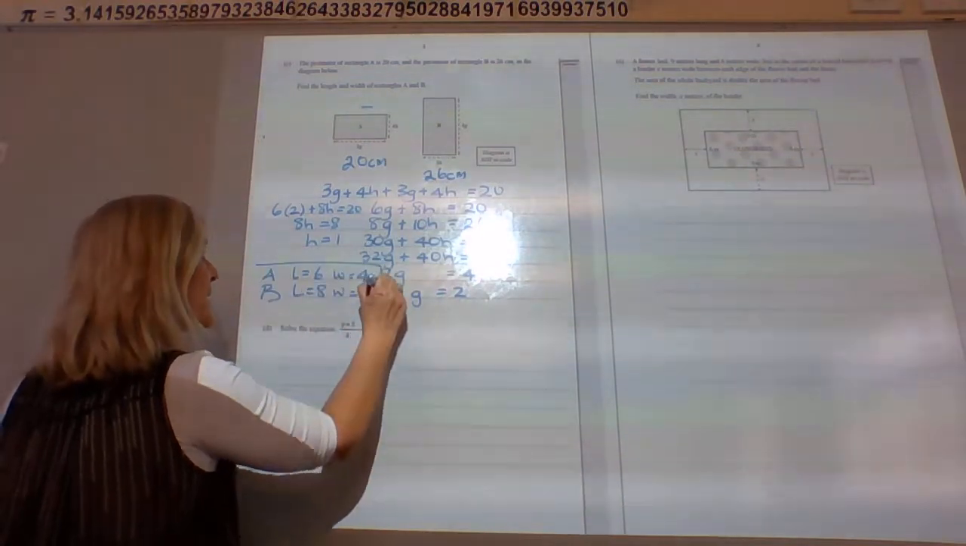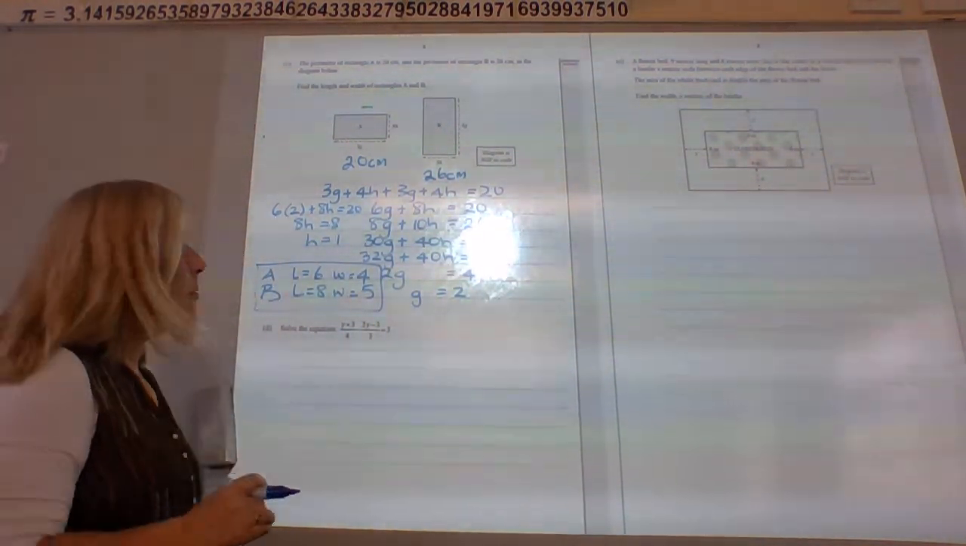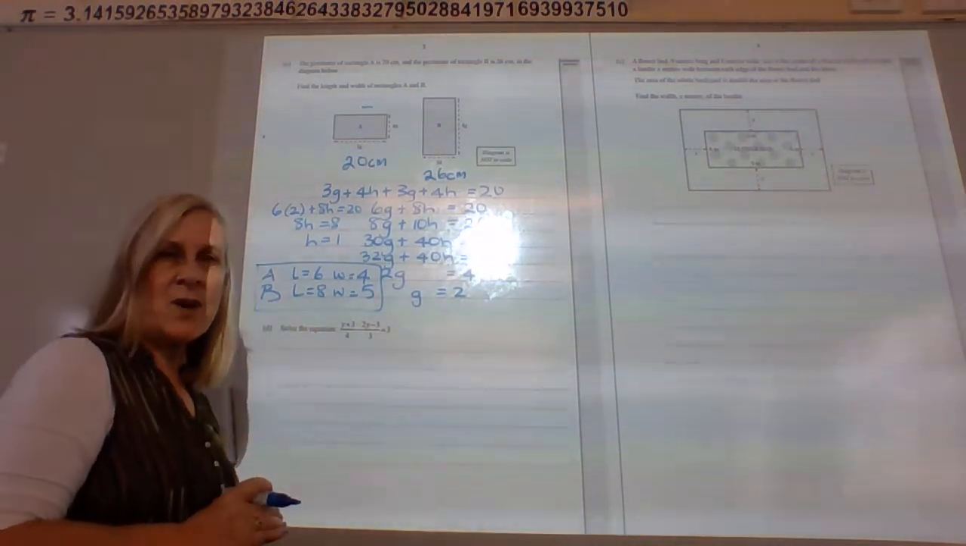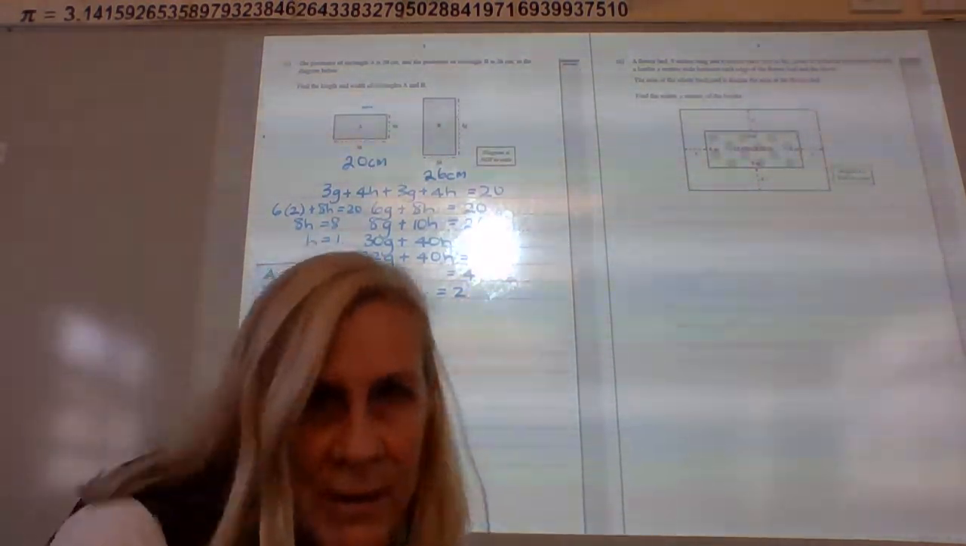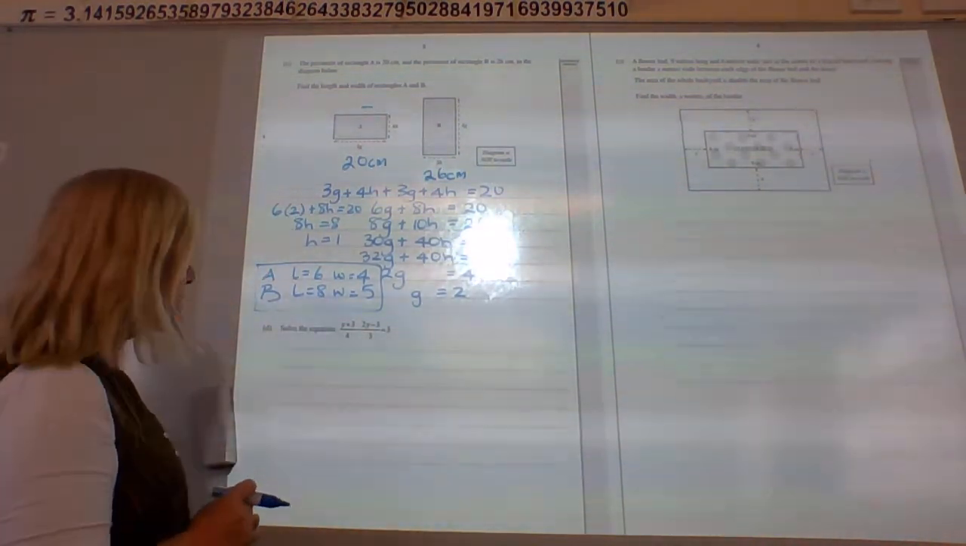So this is the part of the answer they were looking for. And you could have done less working, but you're still wanting to get that as your answer. All right? Sorry about taking pictures off the screen.